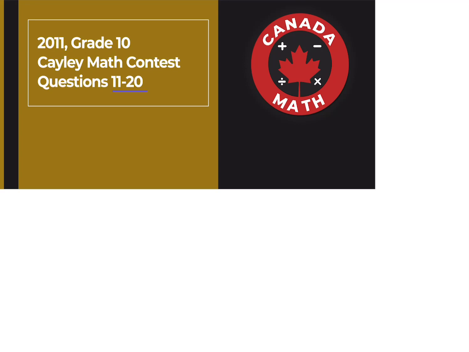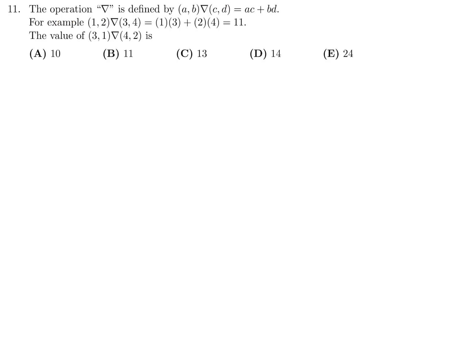Questions 11 through 20 on the 2011 grade 10 Cayley math contest. The operation symbol is defined by A, B, symbol C, D is AC plus BD. For example, 1, 2, symbol 3, 4 is 1 times 3 plus 2 times 4, which is 11. The value of 3, 1, symbol 4, 2 is.